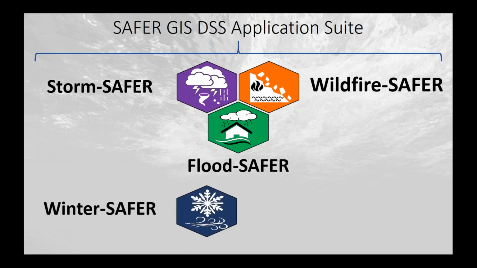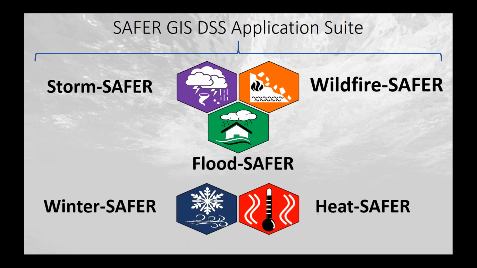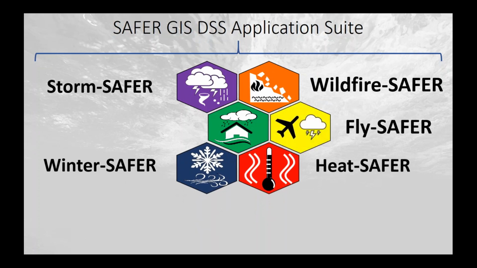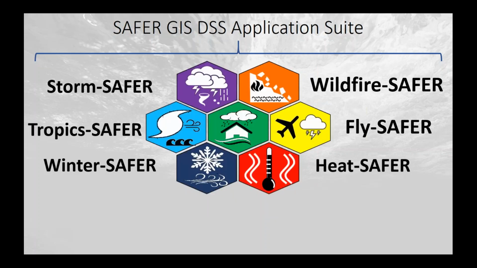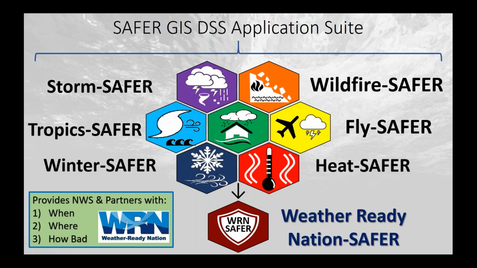Those three are the main core at this point, but we're looking to develop more in the Winter SAFER aspect, Heat SAFER as well, and then combining all that into an aviation or Fly SAFER dashboard, and in addition, Tropic SAFER. That is the core vision of the entire SAFER aspect and GIS AGOL application suite going forward, where all of that combines into the Weather-Ready Nation SAFER aspect, to provide not only internal awareness enhancements for us, but also to our core partners on the when, the where, and how bad it is really going to be.